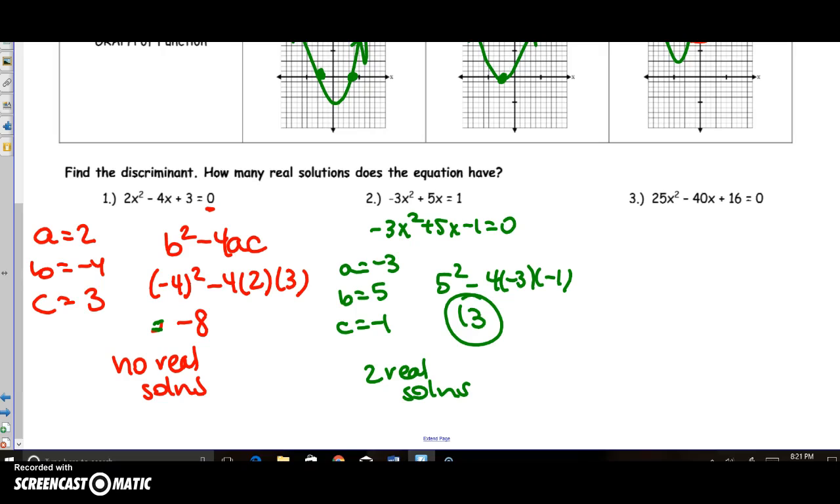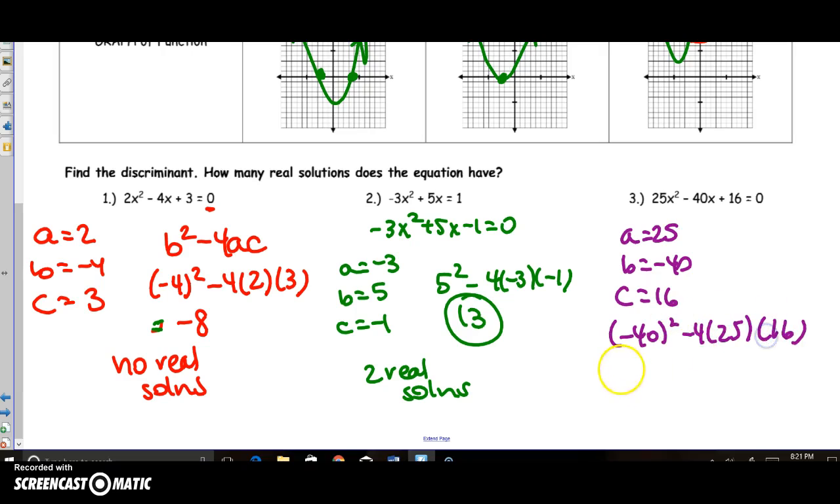And then last but not least, this one's ready to go as well. A is 25, B is -40, C is 16. Plug it in, B squared minus 4ac, and this equals 0. So in that case, the value of the discriminant is 0, and so this has one real solution. Alright, so that's the big thing for the day, just being able to really explore what's underneath that root to tell you how many solutions there are.